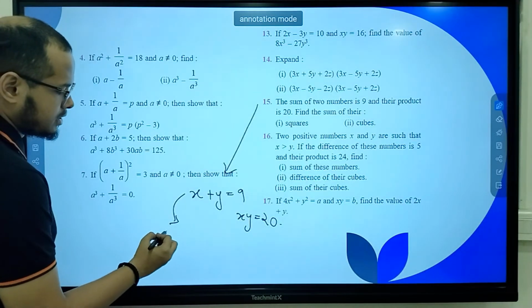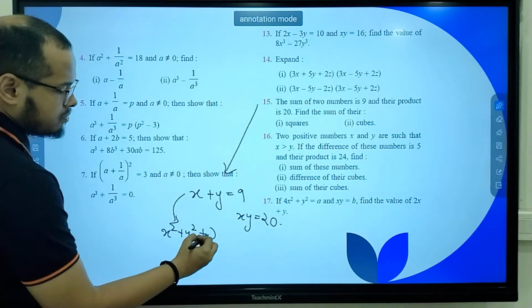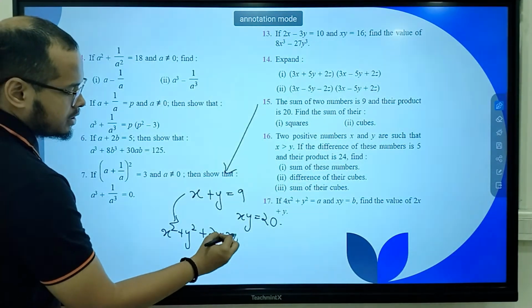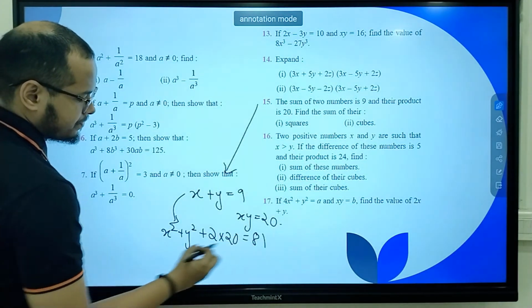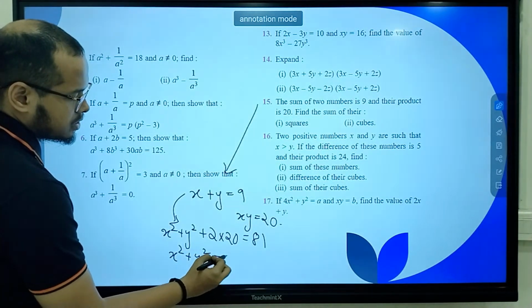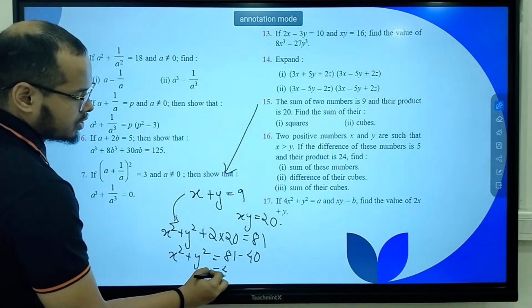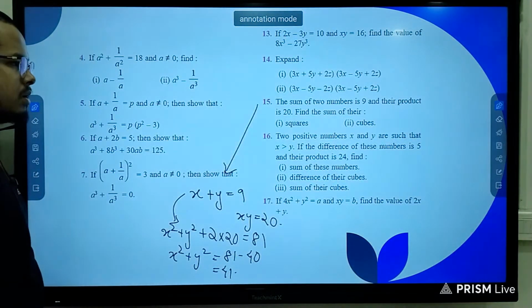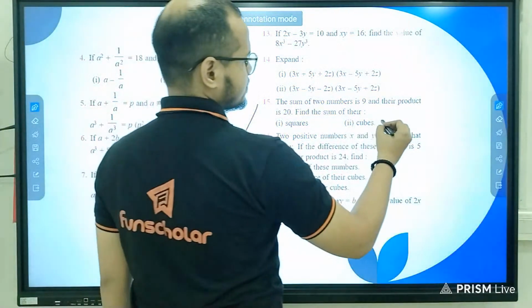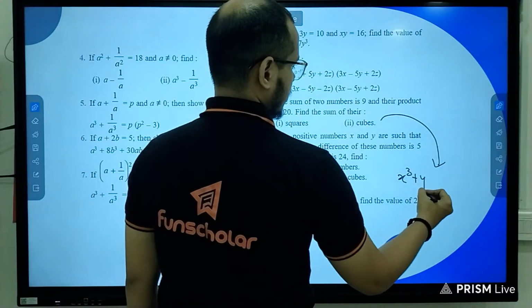This is very easy now. Squaring both sides, x square plus y square plus 2 into 20 is equal to 81. So x square plus y square is equal to 81 minus 40. That is nothing but 41. This is done. Okay, and cubes, same, x cube plus y cube.